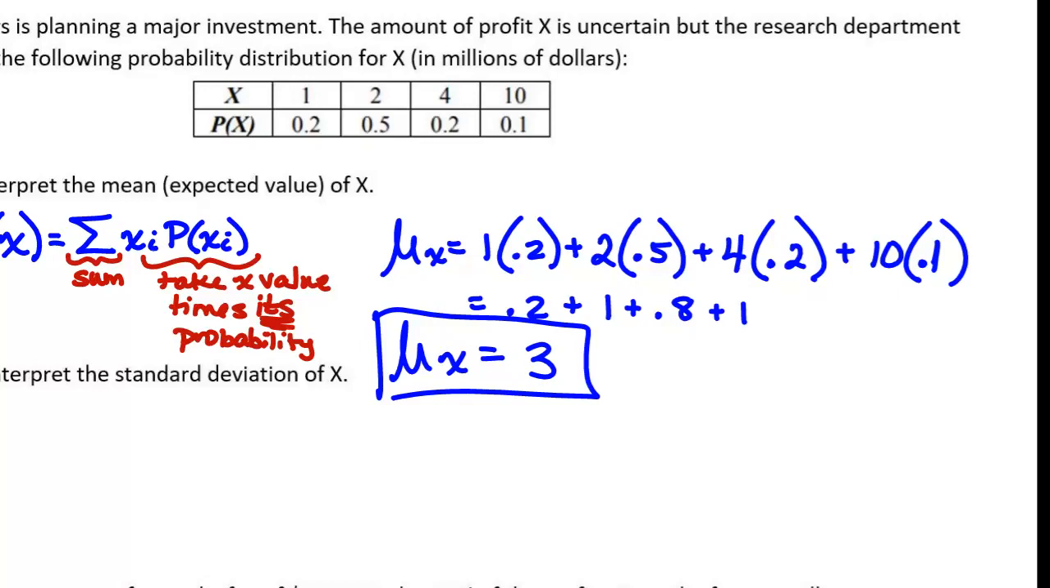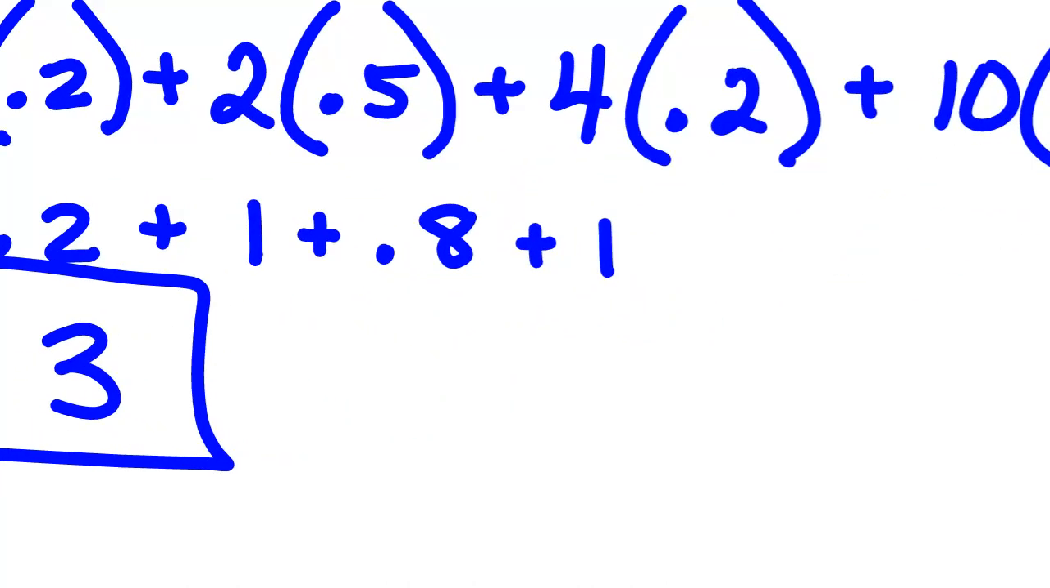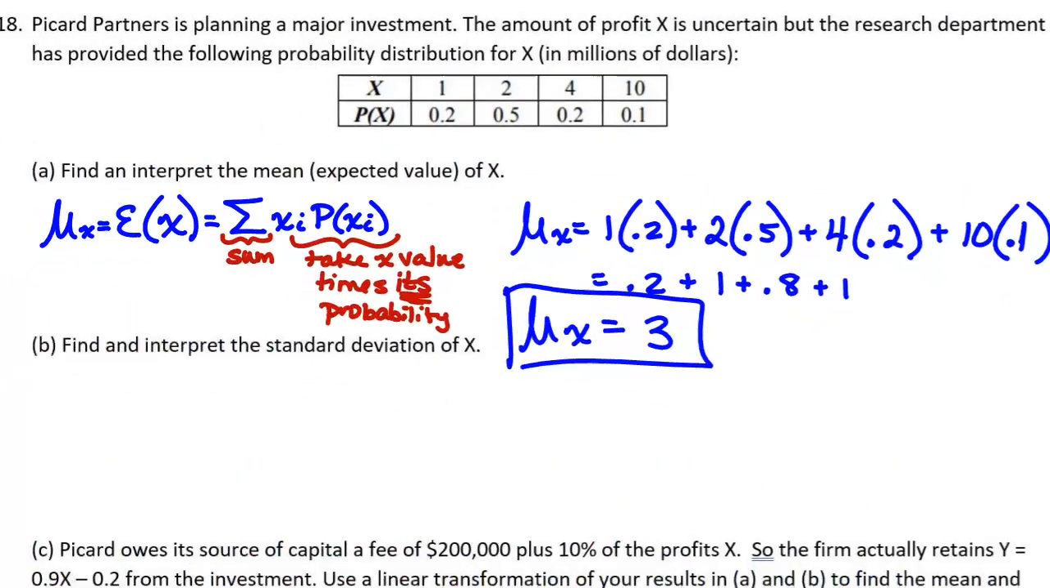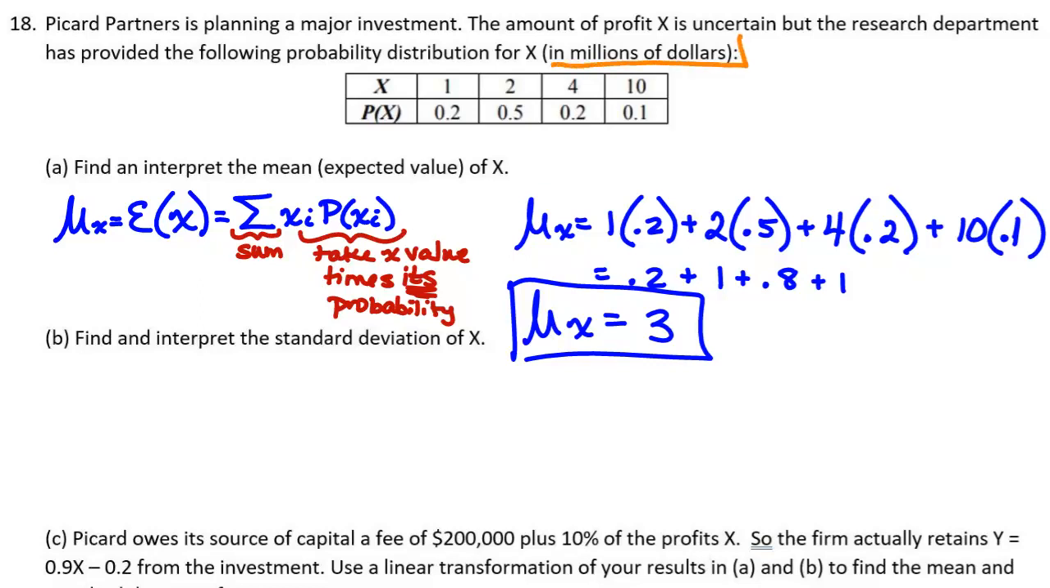And how would we interpret that? What does x mean here? The amount of profit in millions of dollars, right? So when we say 3, we really mean 3 million. And these are on their major investments.